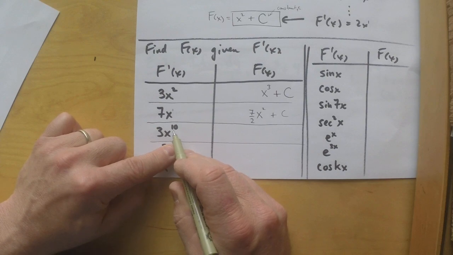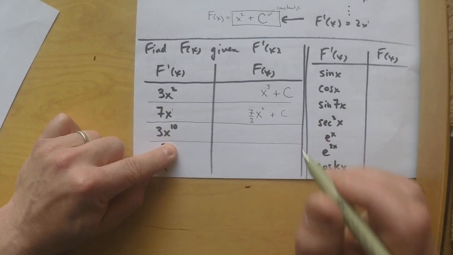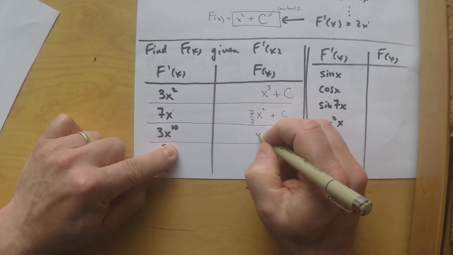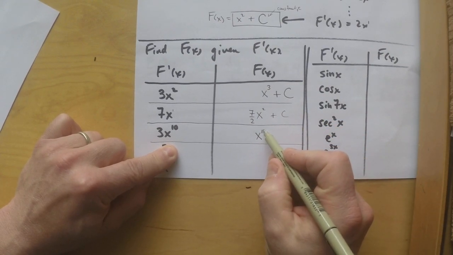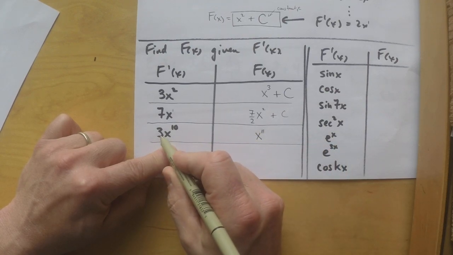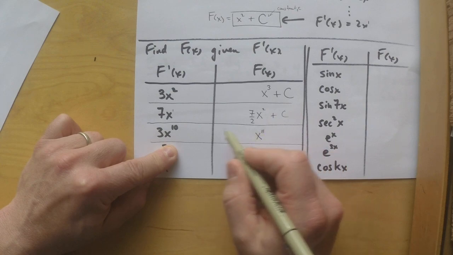3x to the 10th. What is the antiderivative of that? Well, the power must have been an 11. I know that'll definitely turn to a 10 when I subtract 1, but the 11 would have been up front, and I want a 3.